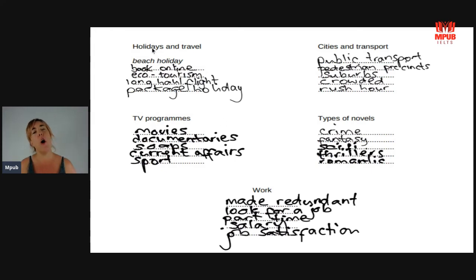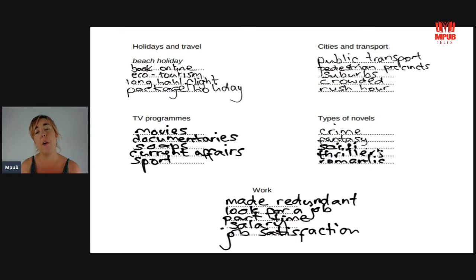So we've got under holidays and travel, beach holiday, book online, eco-tourism, long-haul flight, package holiday. Cities and transport, we've got public transport, pedestrian precincts, suburbs, crowded, rush hour. Then TV programs, we've got movies, documentaries, soaps, current affairs and sport.